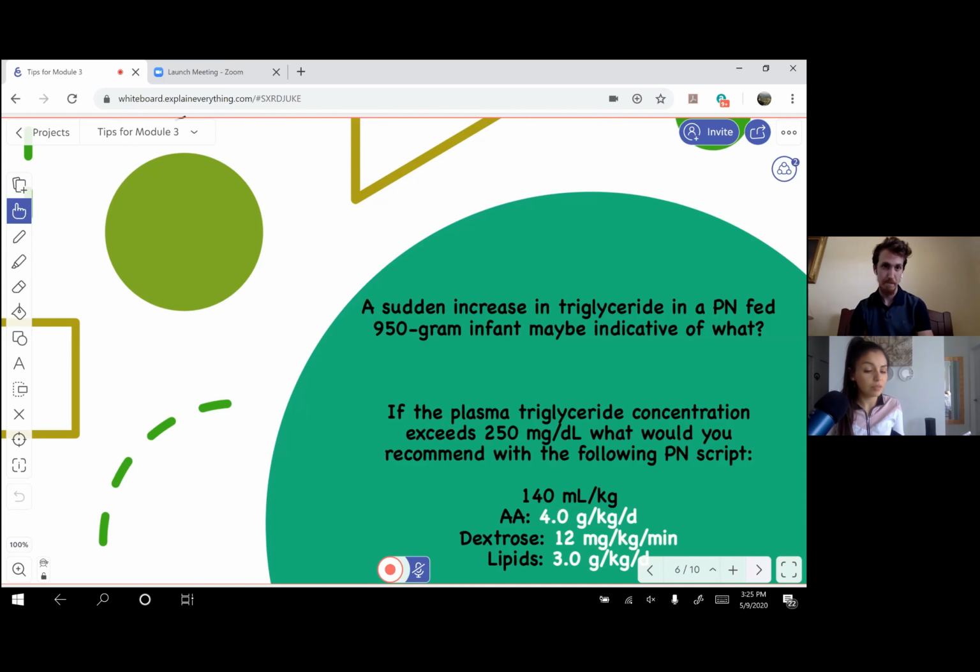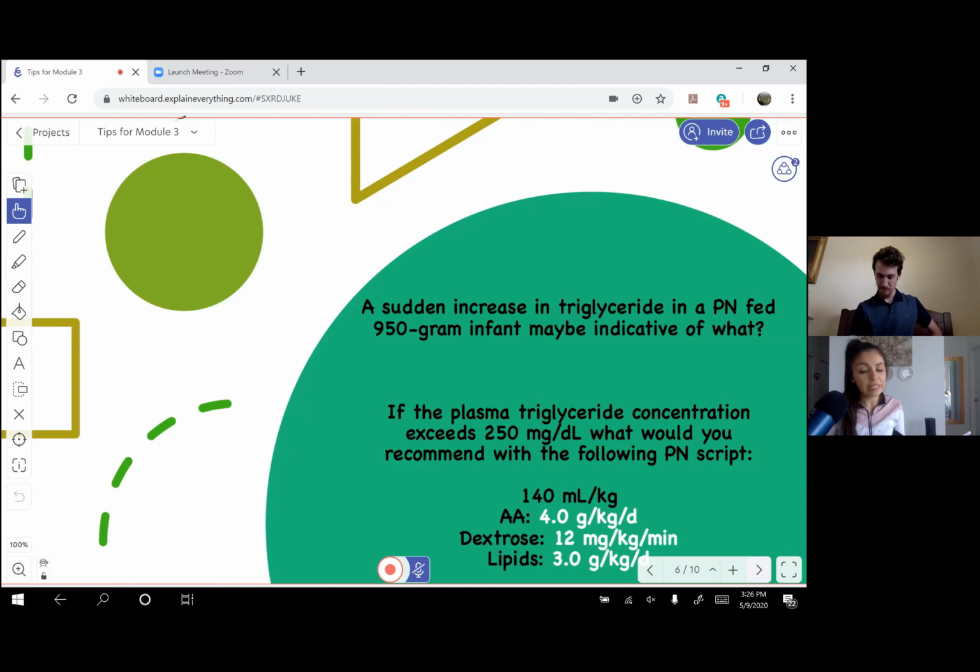Definitely. It's scary. So then she asks, if the plasma triglyceride concentration exceeds 250 milligrams per deciliter, what would you recommend with the following PN script? It's given at a rate of 140 milliliters per kilogram, with amino acids at 4 grams per kilogram per day, dextrose at 12 milligrams per kilogram per minute, and lipids at 3 grams per kilogram per day.